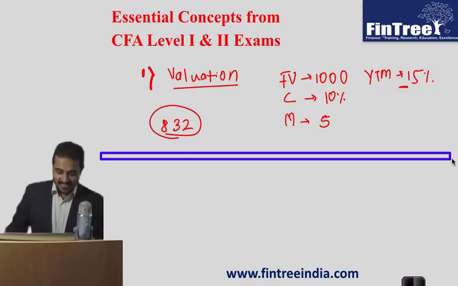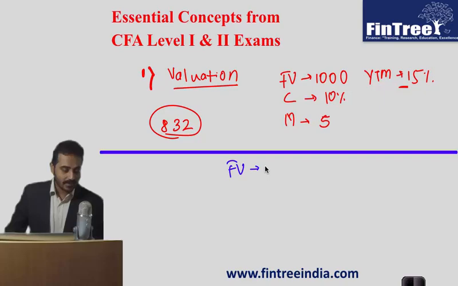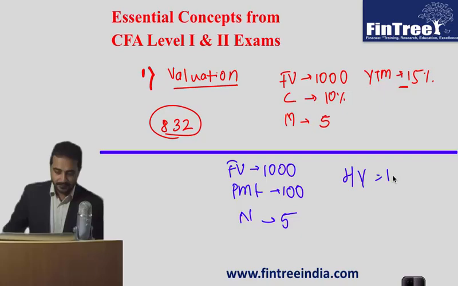Face value is future value in your calculator, it would be 1000, payment would be 100, N would be 5, IY would be 15, and then you would say compute present value. Should we go ahead?